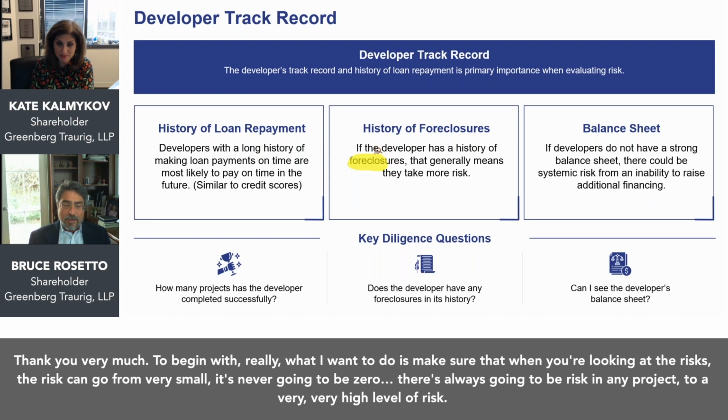Yeah, thank you very much. So to begin with, what I want to do is make sure that when you're looking at the risks, they can go from very small. It's never going to be zero, right? There's always going to be risk in any project, to a very, very high level of risk.